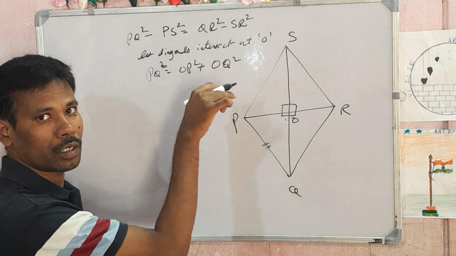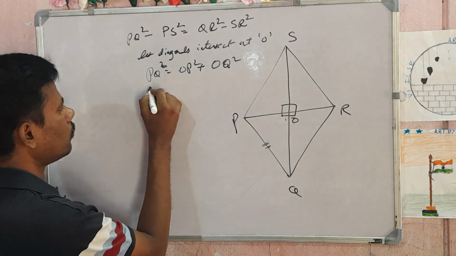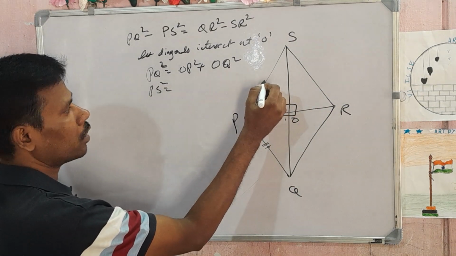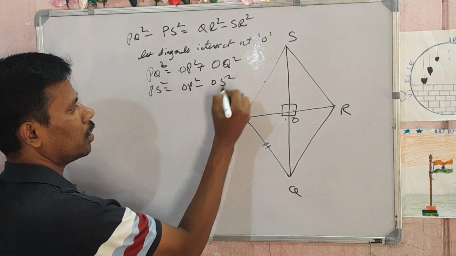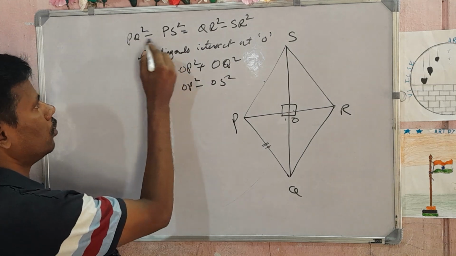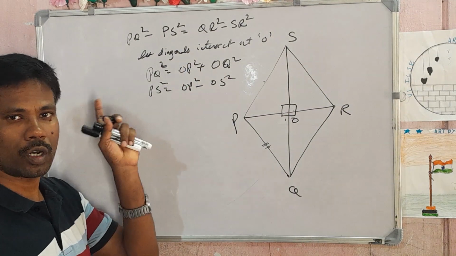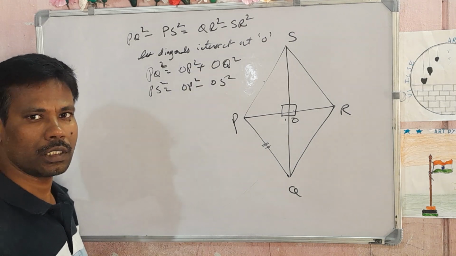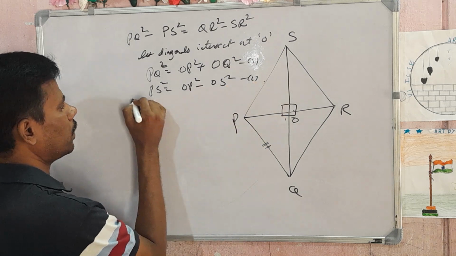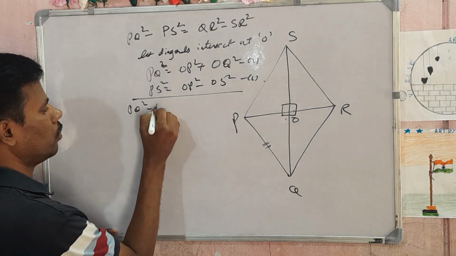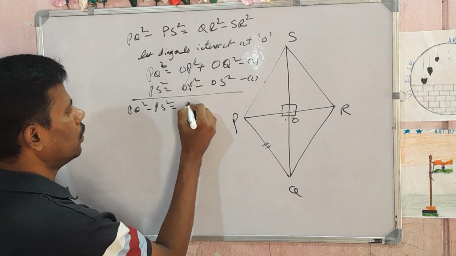Next, see, keep in mind what we have to prove also. PS square. PS is this one, right? PS square, square on the hypotenuse, is equal to OP square plus OS square. So what we have to do, addition or subtraction? Subtraction. Already I told you we have to keep in mind what we have to prove. Then only you have to write the steps. So here, subtracting 1 and 2. Subtract. So PQ square minus PS square is equal to OP square gets cancelled.